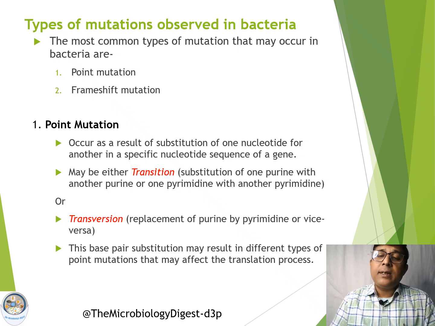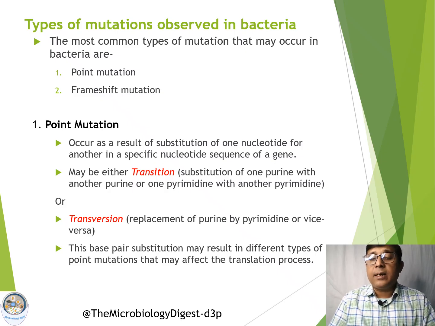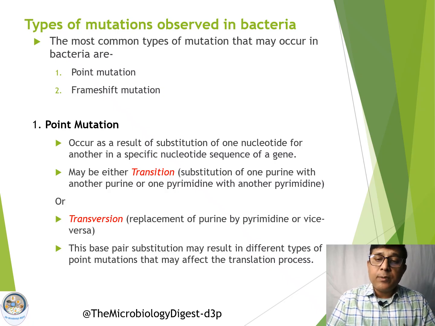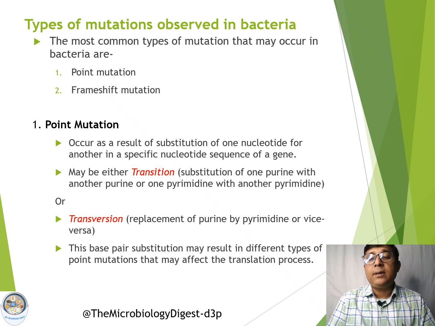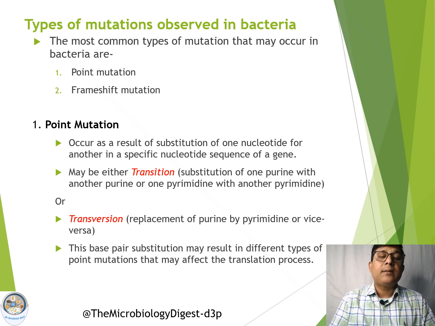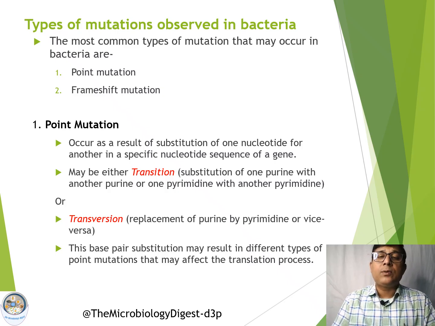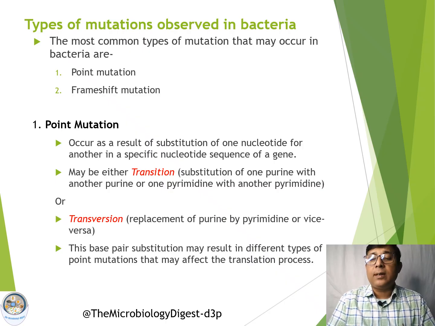Now there are different types of mutations in bacteria. The most common types are point mutation and frame shift mutation. First, let us discuss the point mutation. Point mutation occurs as a result of substitution of one nucleotide for another, meaning there is a change in only one single nucleotide.